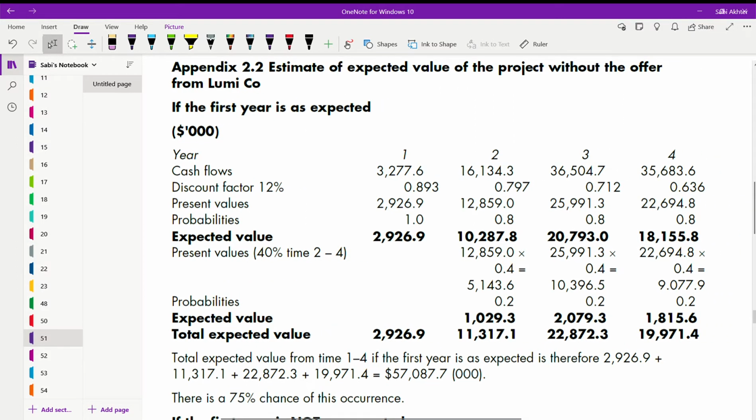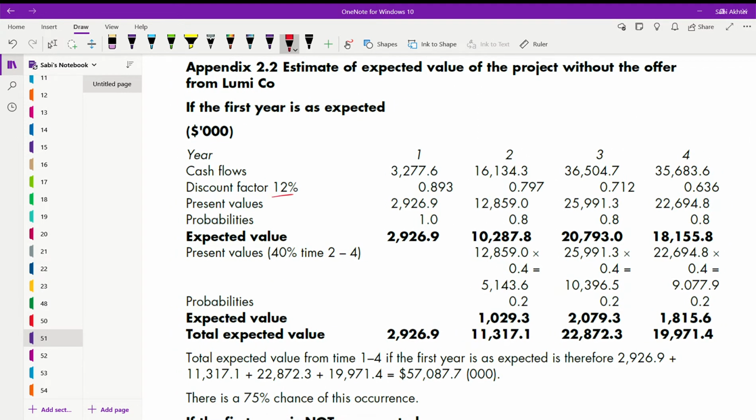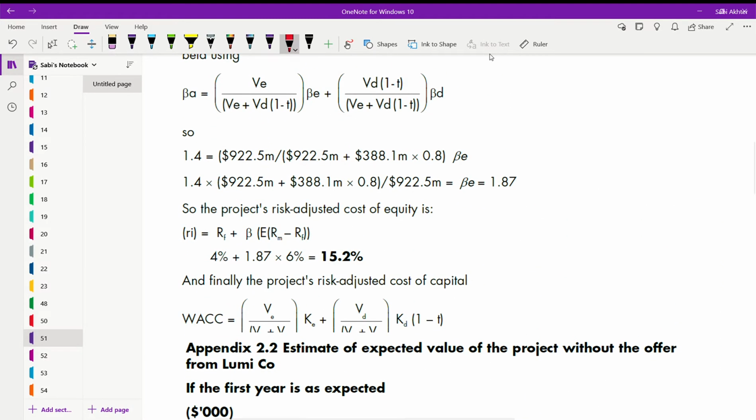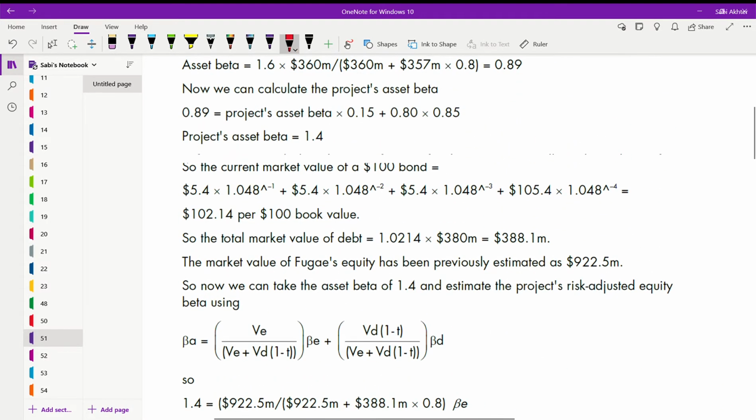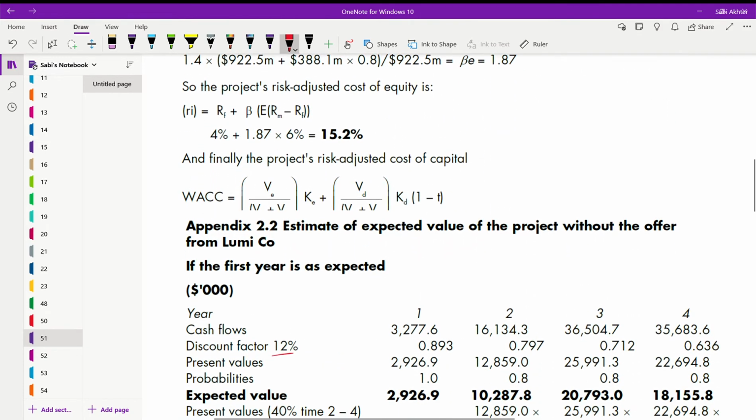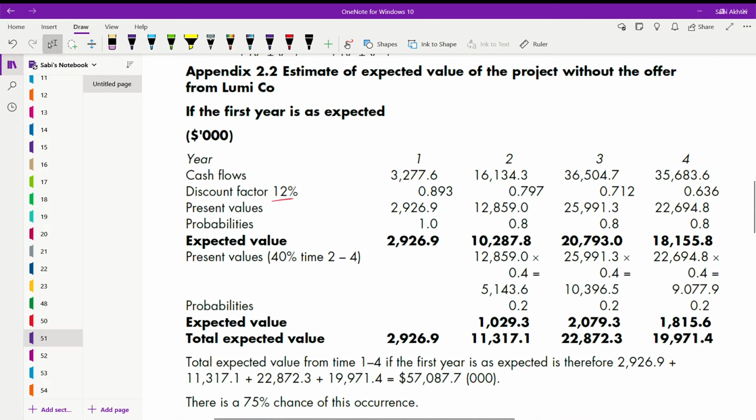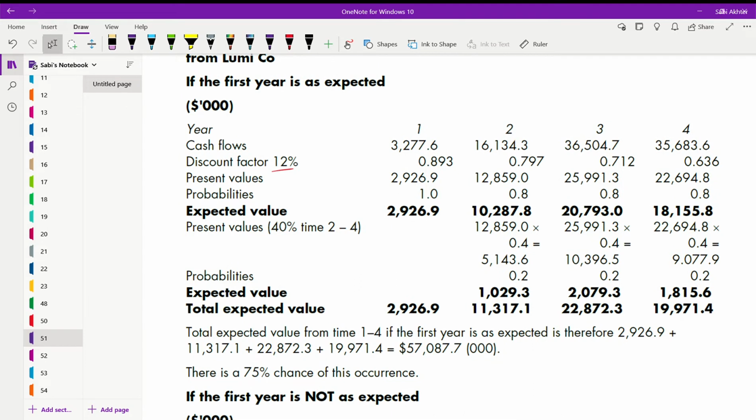So cash flow has been given, discount factor you have just found out, 12% here previously. Okay, I didn't include that, but then you have the present value. Once you are given the present value, the probability, they give you the probability. They told in year 2, 3, 4, it will reduce by 20% if it is not expected as the first year. So that's why it is 0.8 you are taking, multiplying. But first year is 100%. That's why probability is 1.